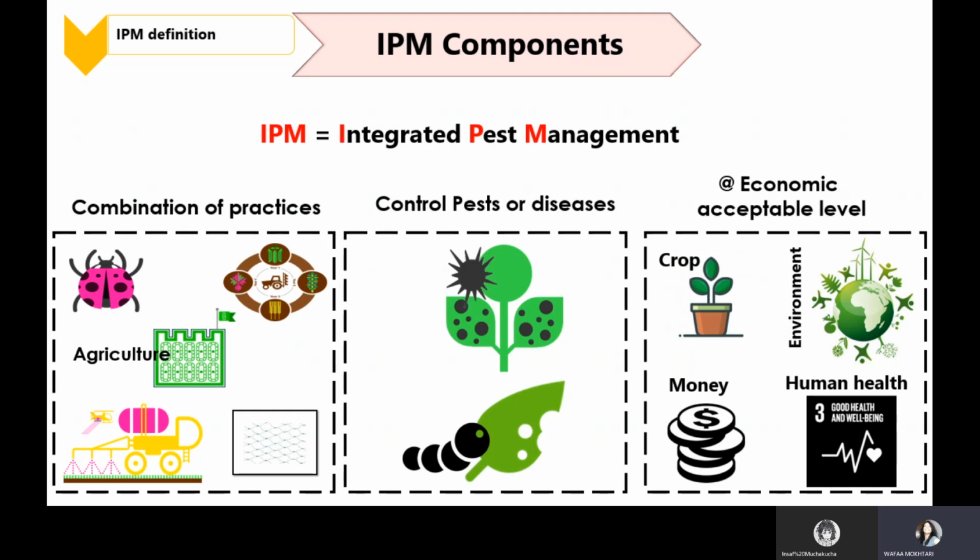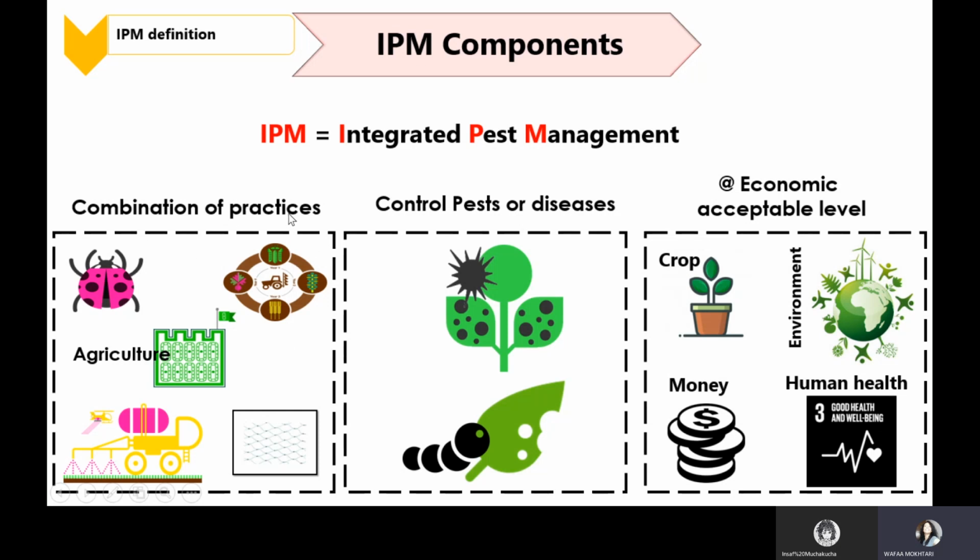Combination of practices, okay? It could be agricultural practices, it could be cultural, biological, maybe some genetics you change on your plant that will make it resistant, chemical of course, and some others which are physical and mechanical.